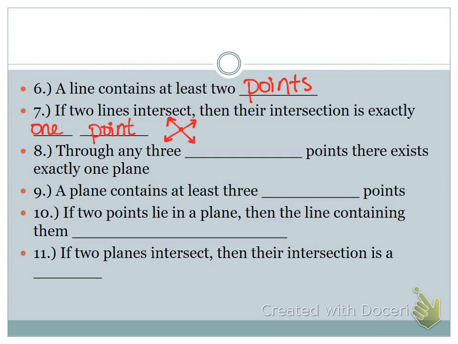Through any 3 blank points, there exists exactly 1 plane. Careful. Nope. They can't be on the same line. So they have to be 3 non-collinear points. If we had 3 collinear points, we can't guarantee that there's a plane. It's just a line. So we've got to have 3 non-collinear points for a plane.